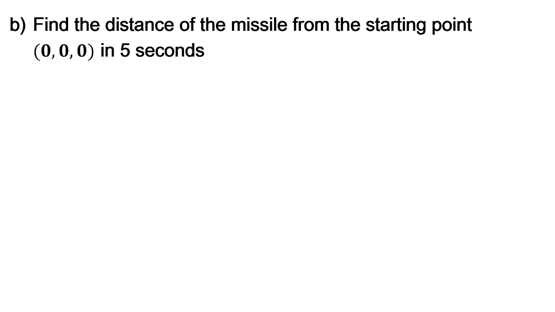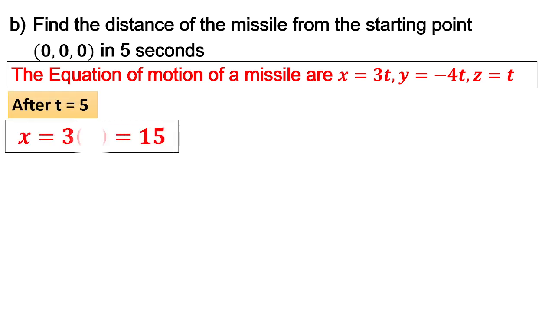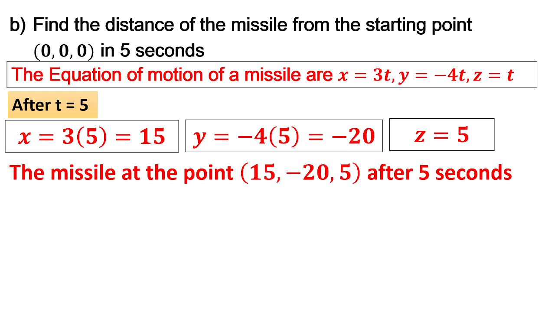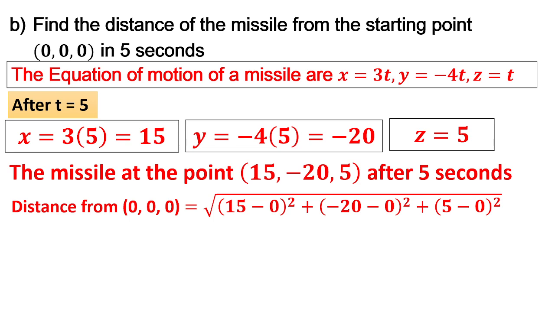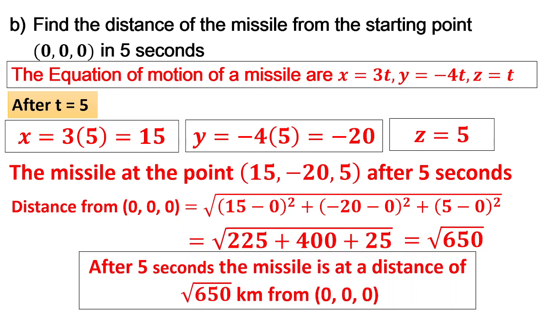Subdivision B, find the distance of the missile from the starting point in 5 seconds. Now, very simple. The equation of motion of the missile is given. Now, after 5 seconds, let us see what is the value of x, y, z. It will be 15, minus 20 and 5. Therefore, the missile will be at the point (15, minus 20, 5) after 5 seconds. You have to find the distance of this point from the origin, that is (0, 0, 0). Now, you know how to use the distance formula. It will be square root of 650 kilometers from the origin.